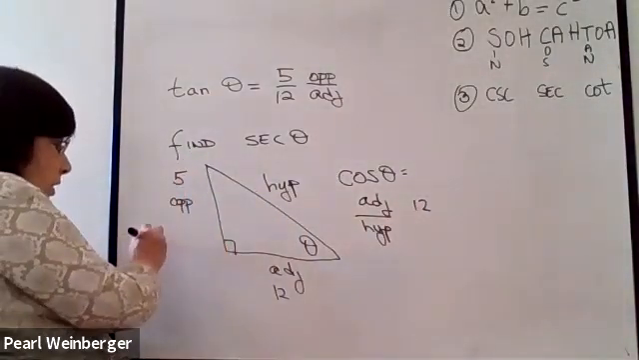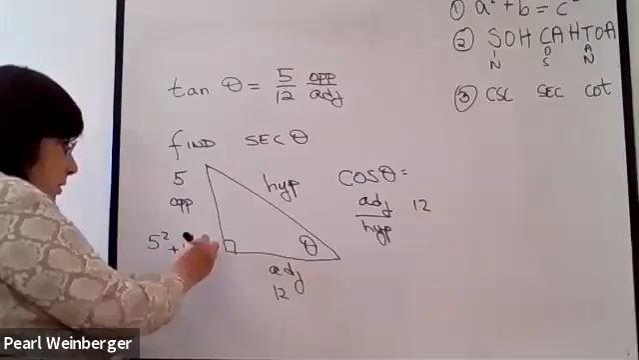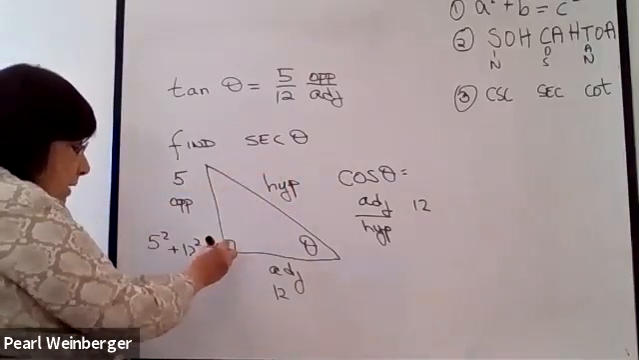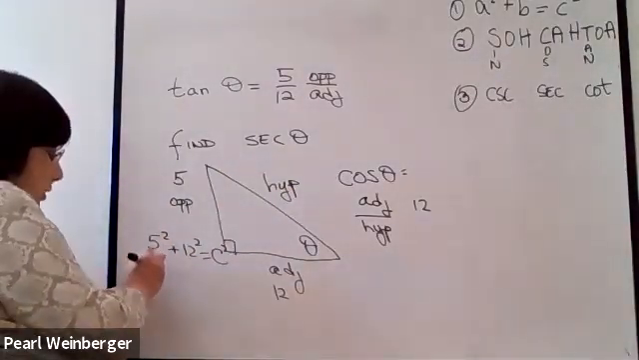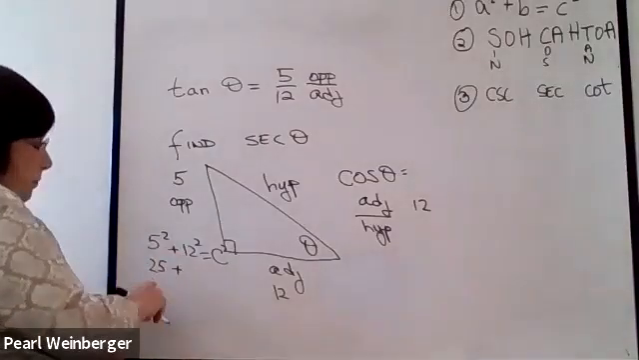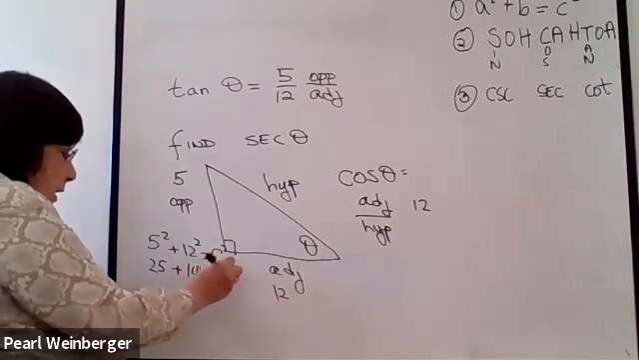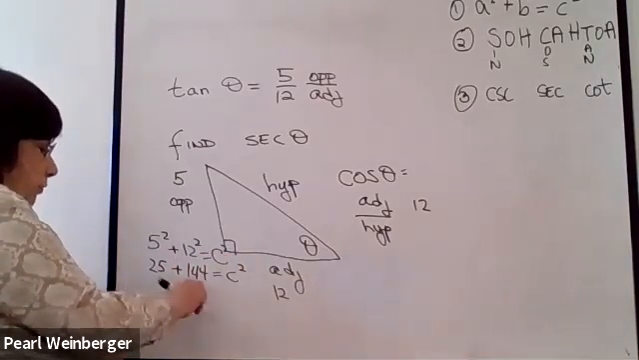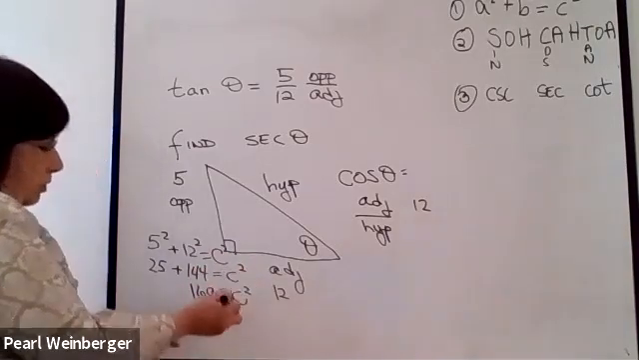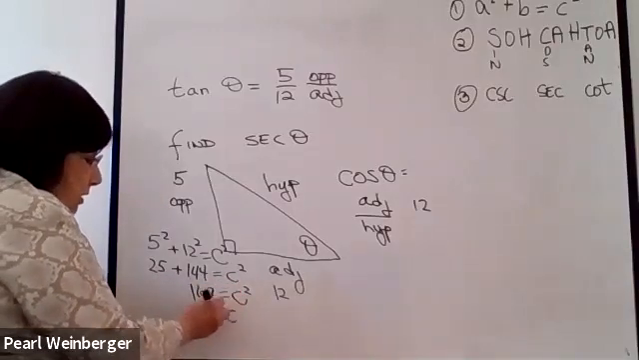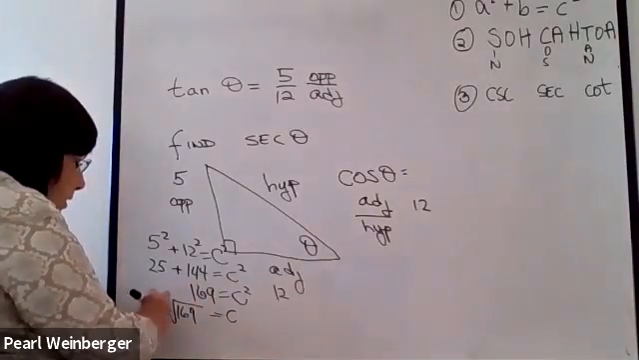Our a squared is 5 squared, plus our b squared, 12 squared, is going to give me, remember this hypotenuse is always the c squared. 5 squared is 25. 12 squared is 144. And when I add those together, 25 and 144 gives me 169. So c squared equals 169. So c is the square root of 169, which happens to be 13.